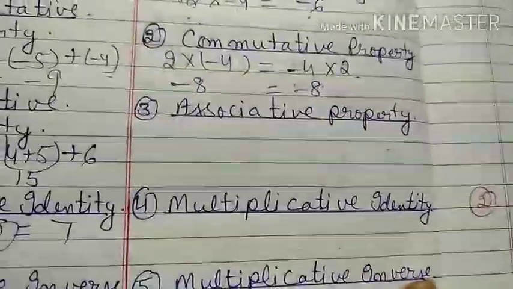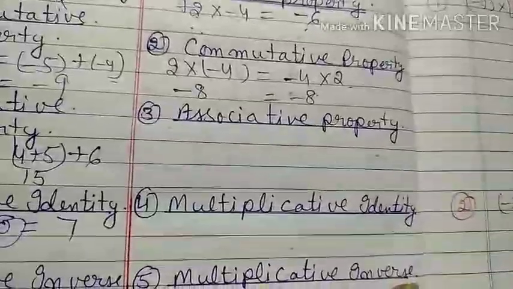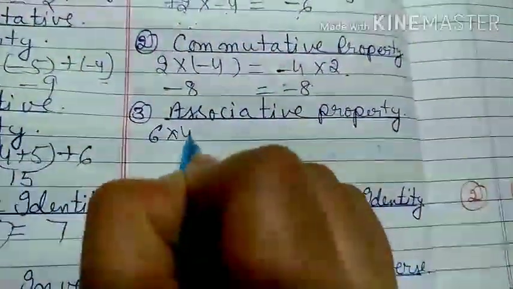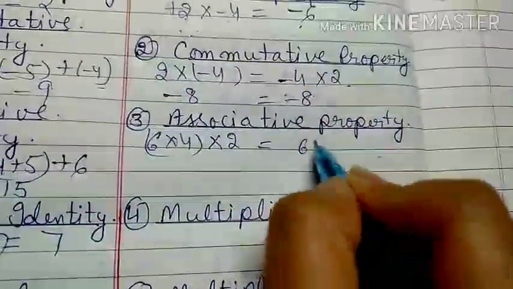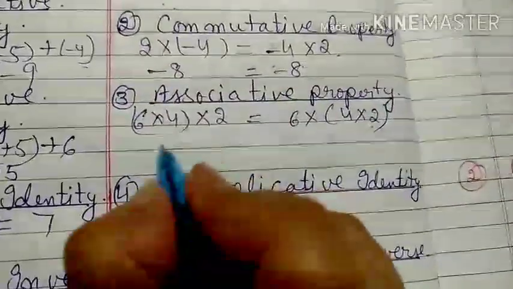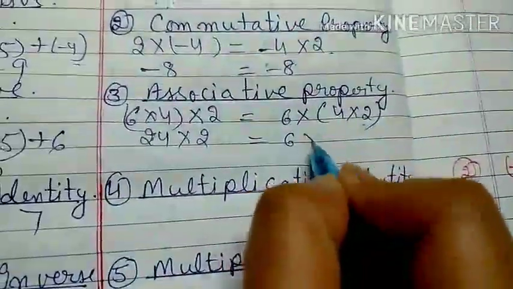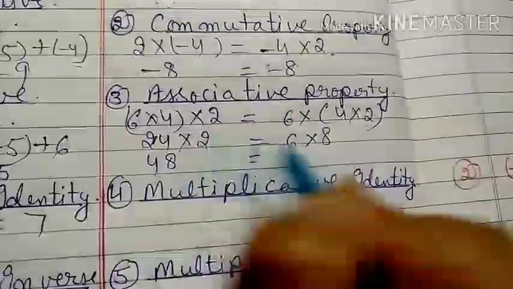Associative property deals with three numbers. If you multiply three integers in any order, like 6 into 4 first, then 2, or 4 into 2 first, then 6, your answer will be the same. 24 into 2, or here 6 into 8. In both cases, your answer is the same. If your answer is the same, that is associative property.